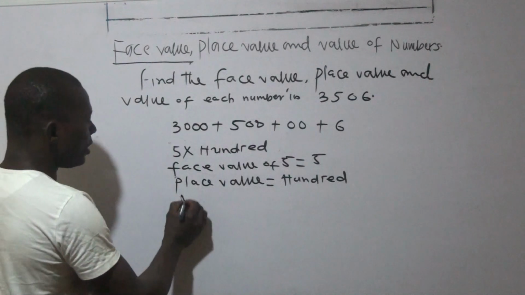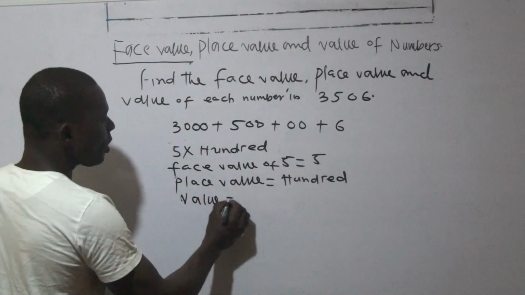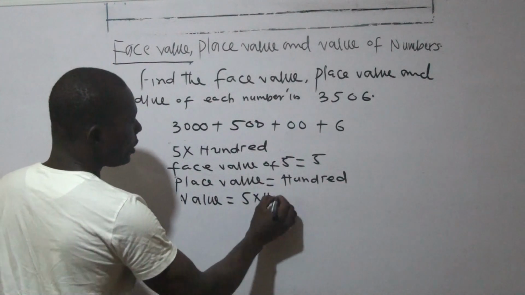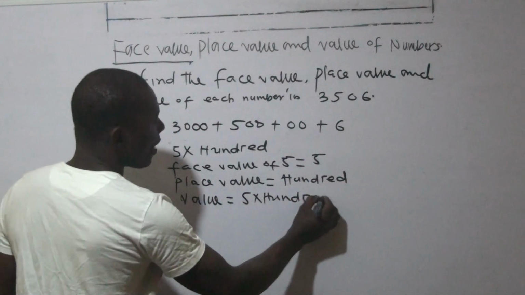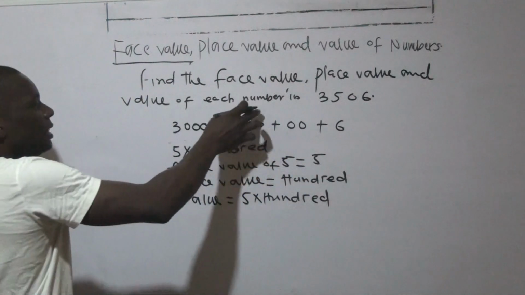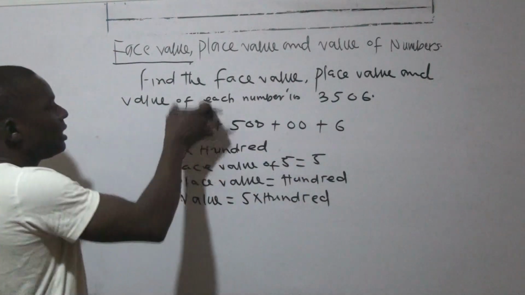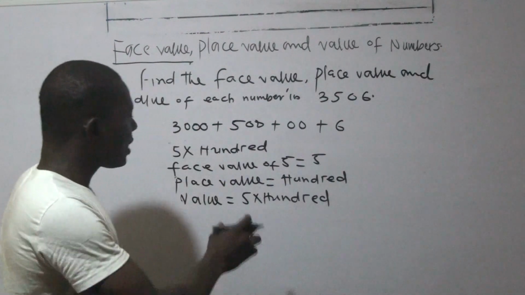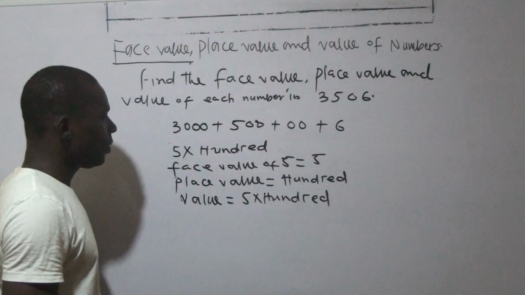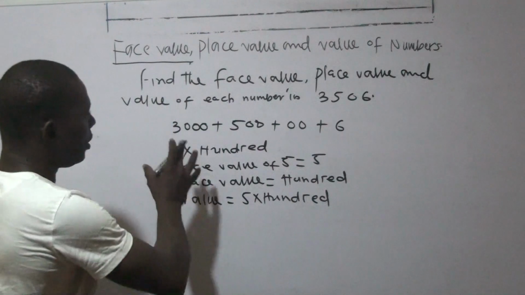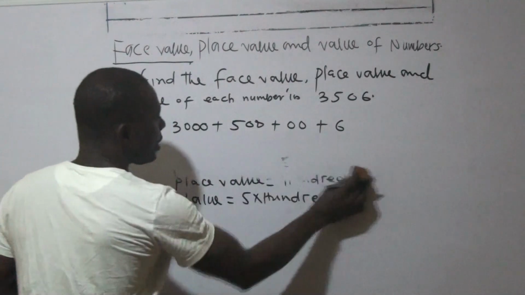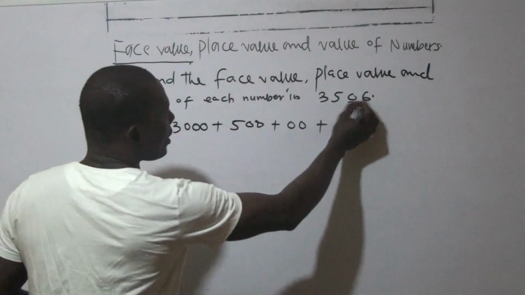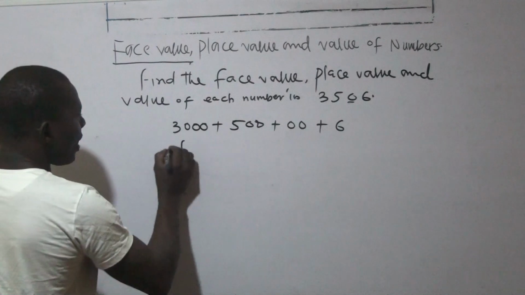Then if I ask what the value of 5 is, the value of 5 is the face value times the position, that is 500. The whole of this is the value. Everything here is the value. But talking about the place, where 5 is standing here is 100. So we have to be able to know this. Now let's look at 0. What is the face value of 0?